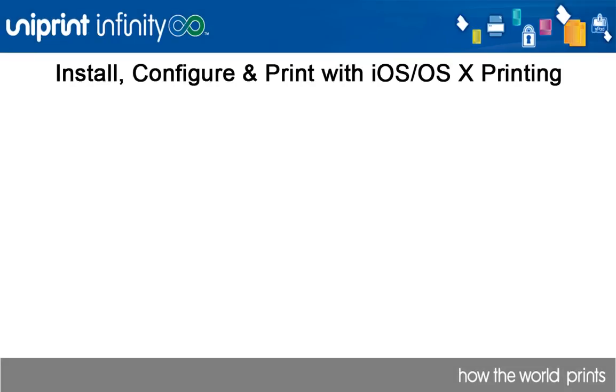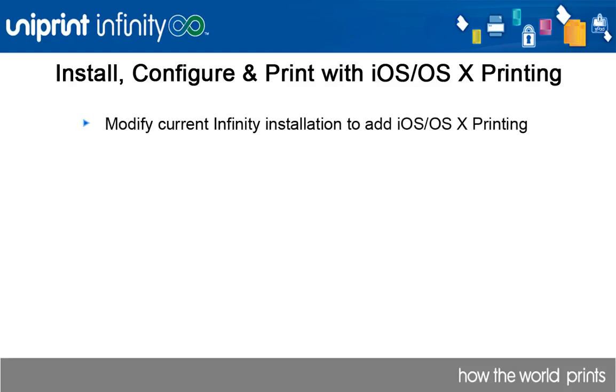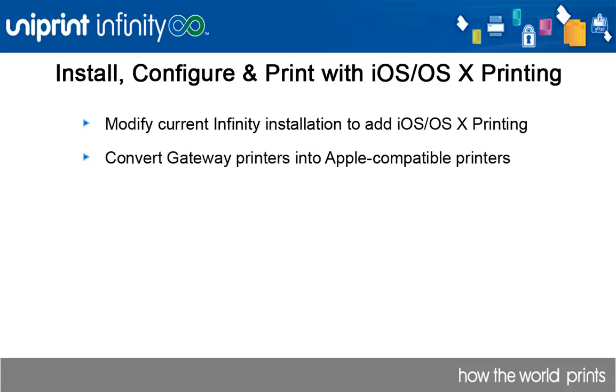In this video, we'll install, configure, and demonstrate printing with the iOS OS X printing module. First, we'll modify our original UniPrint Infinity installation by adding the iOS OS X printing module. Next, we'll convert UniPrint Gateway printers into Apple-compatible printers so that they mimic native Apple printing behavior. Then we'll open an app on the iPad and print to one of those converted Gateway printers.